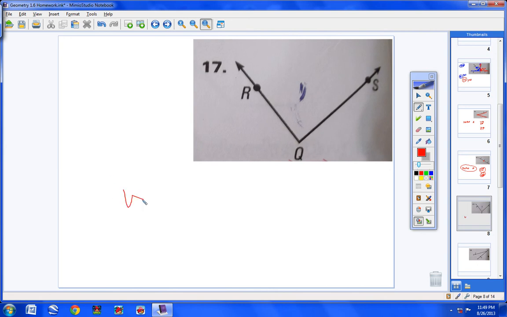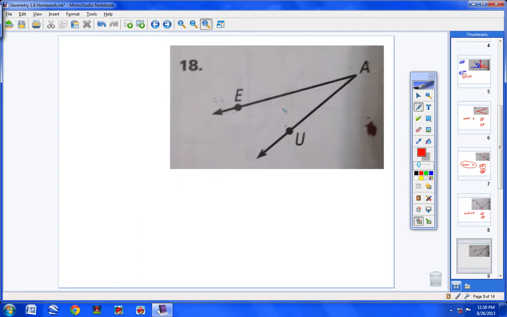Well, we would have vertex Q right here, and then ray QR right here. So ray QR, and then ray QS. All right, and that's 15, 16, and 17, simply naming the vertex and the sides. Now, numbers 18, 19, and 20, they want us to give two names for each angle. I'm going to give you three.